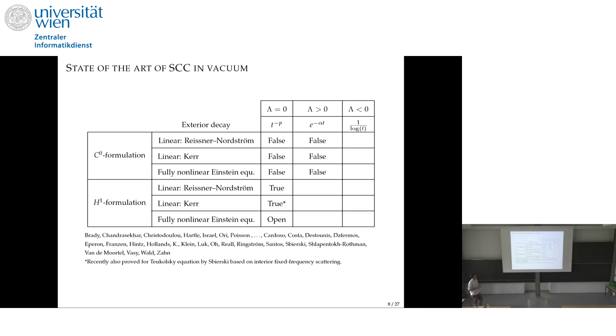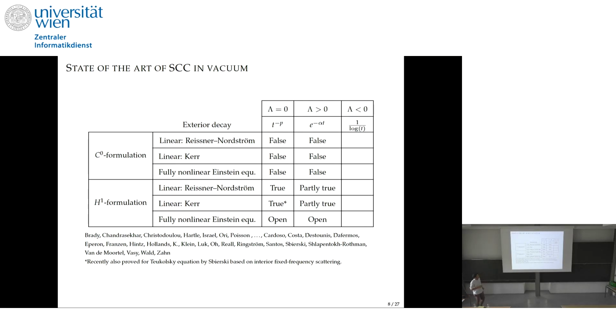The story is also very interesting in the positive cosmological constant case. Well, obviously the C0 formulation is off the table already. However, the H1 formulation may even fail in this case. Why may it even fail? Because in the case of positive cosmological constant, you have exponential decay, very fast decay in the exterior. And then there's also an exponential blue shift instability. There is a lot of competition between how solutions settle down in the exterior and the blue shift instability in the interior. So this is a very interesting problem and also depends on what regularity you choose on the initial data of your solution.